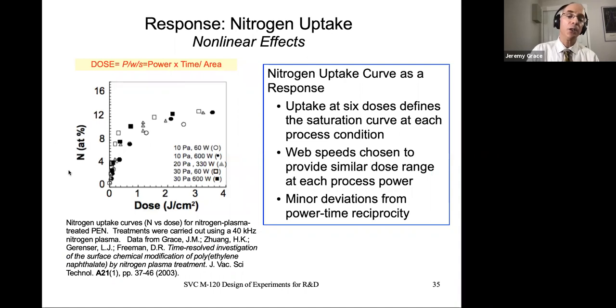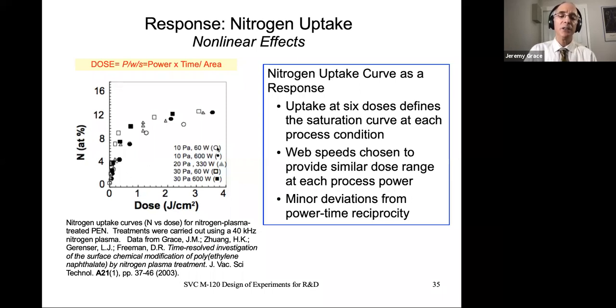Let's look at the nitrogen uptake versus dose. We have a saturation response. This is nonlinear. We should not be putting dose in as a factor. Dose is part of our response. We will change the factor dose to generate the nitrogen incorporation, and we will use web speed to maintain the dose at the setting we care to have. In this experiment, we chose a dose range of 0 to 4 joules per centimeter squared.